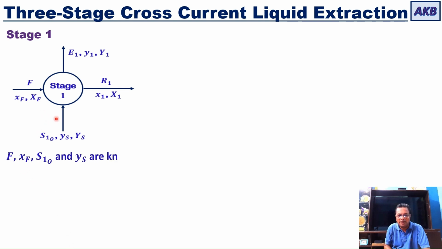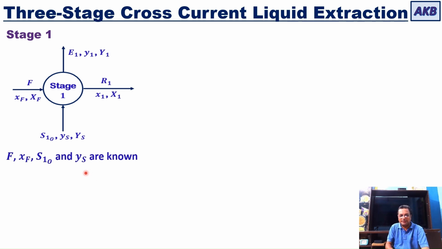So for doing calculations for stage number 1, what is known to us? Feed is known, mass flow rate of the feed is known to us. The weight fraction of solute in the feed is known to us, and therefore capital XF is also known. Then S10, that is mass flow rate of solvent that is admitted into stage 1, is also known to us. And YS, that is weight fraction of C in the solvent going to stage number 1, is also known to us.